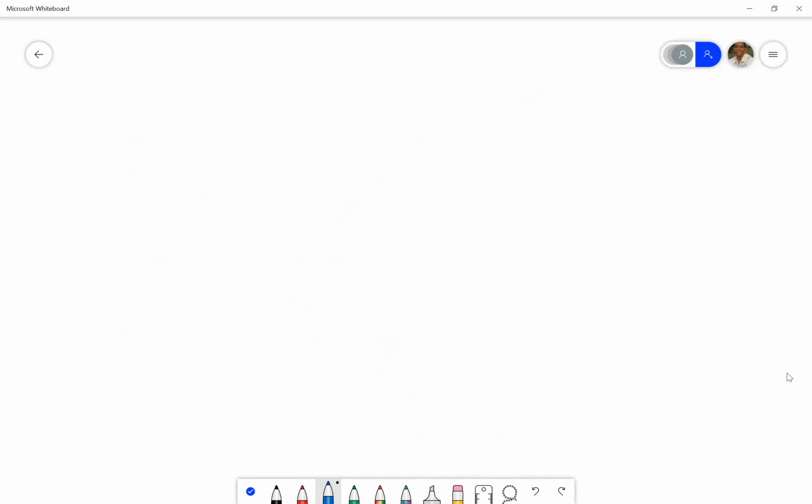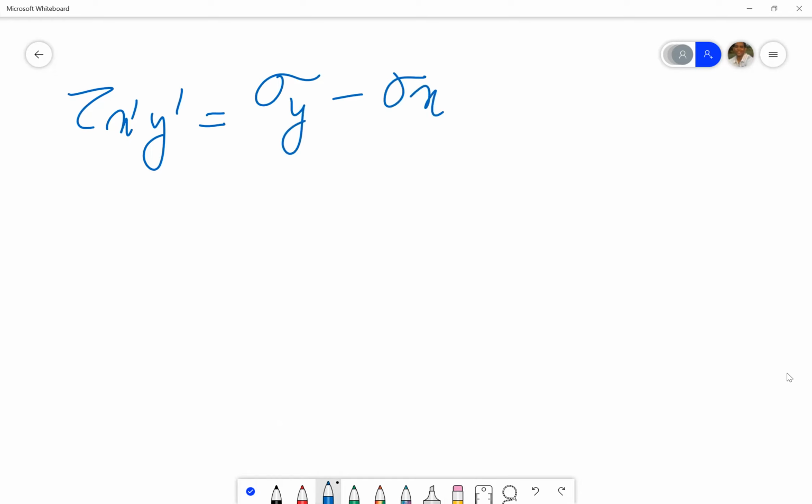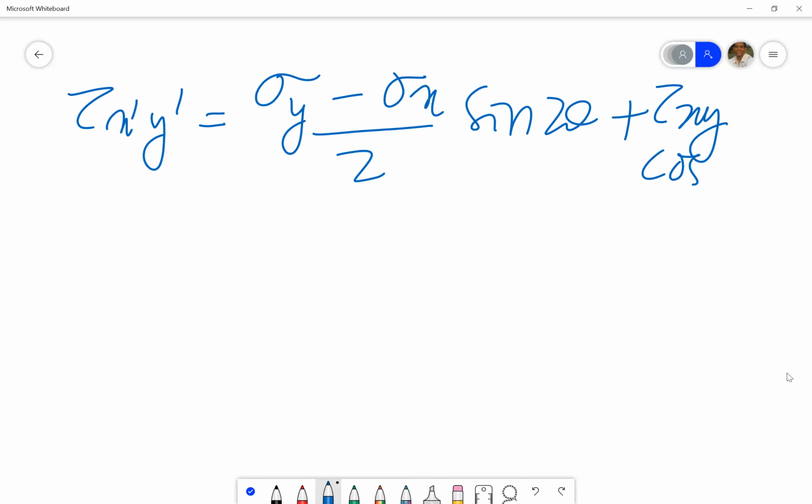The shear stress value we found previously is tau x'y' equals sigma y minus sigma x, divided by 2, times sine 2 theta, plus tau xy cos 2 theta. This is our equation of the shear stress.